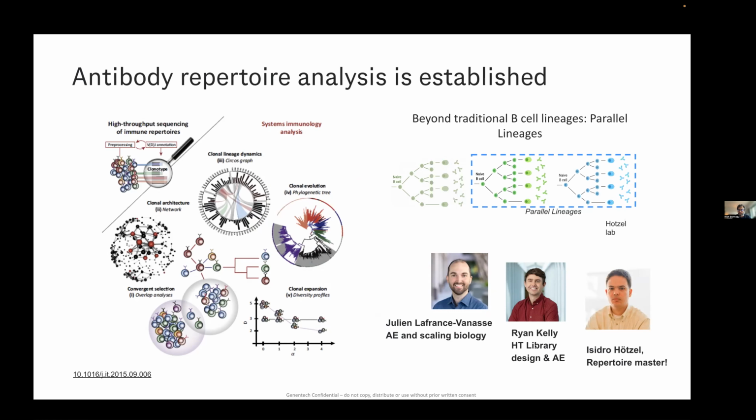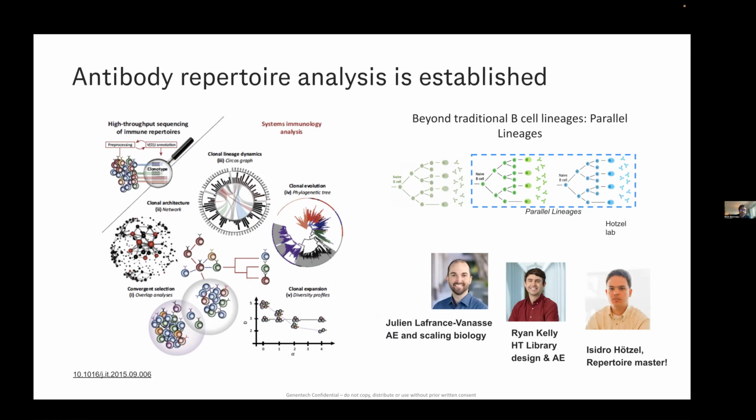Ryan, we need to thank for all kinds of things, but he's a world-class expert in using high throughput biology, including things like yeast display libraries and other cell-based technologies to screen large numbers of potential binders. And then Isidro is the master of the repertoire. He has all kinds of different methods.